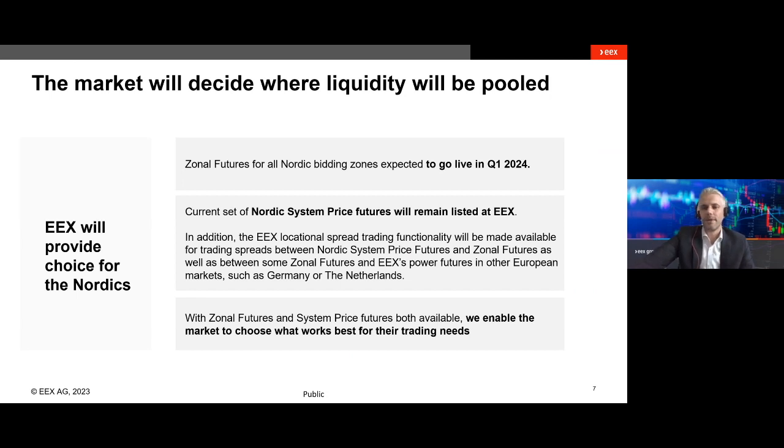Tim, over to you to maybe give a bit more detail on how these zonal futures work in relation to the existing market model. Okay, Stefan, happy to do so. If we can move over to the next slide, please, which is slide 8.